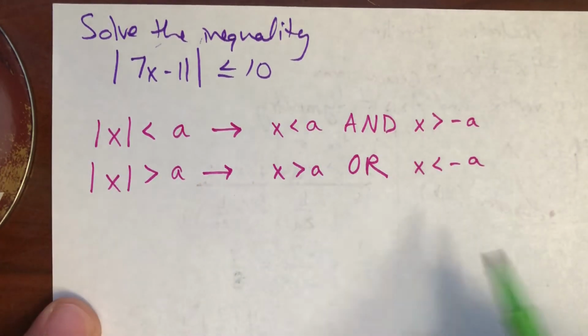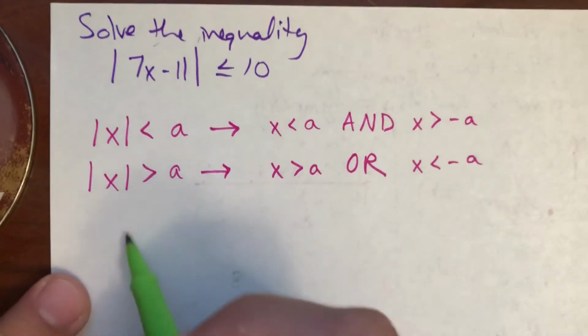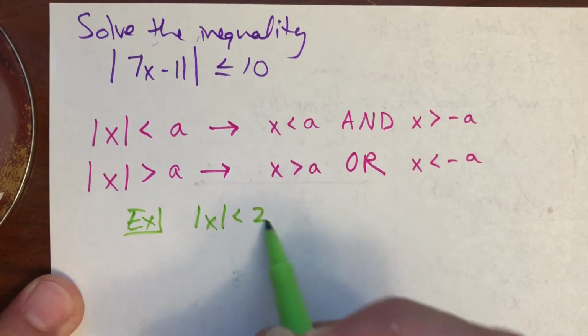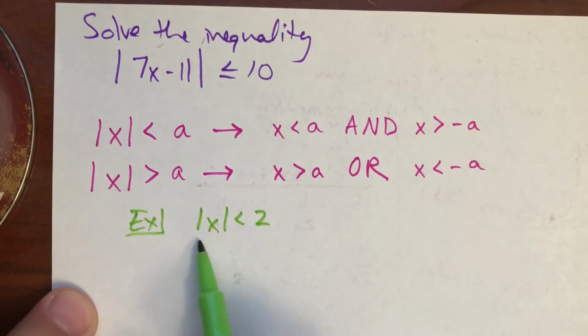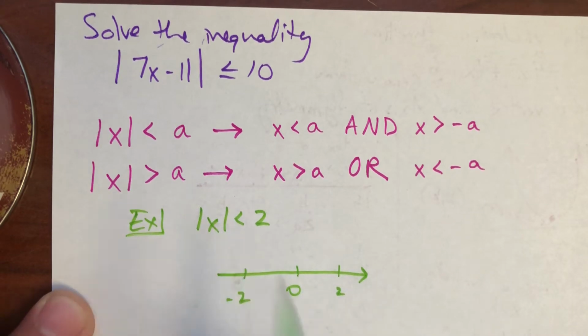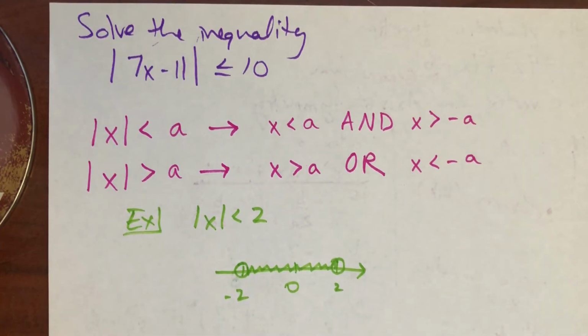So let's think about an easy example with an actual number in there. Here's an example: absolute value of x less than, I don't know, 2. So we know what this means, right? Absolute value is distance away from 0 on a number line. We can draw a picture. Here's 0, here's 2, here's -2. So all the numbers that are less than 2 in absolute value have to be less than 2 units away from 0. So they're all in here, right? So it's between these two numbers, and it doesn't include those endpoints, but they are there.